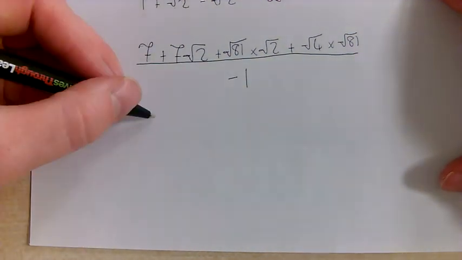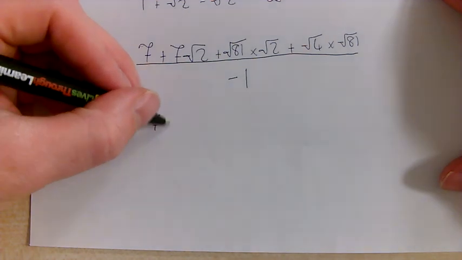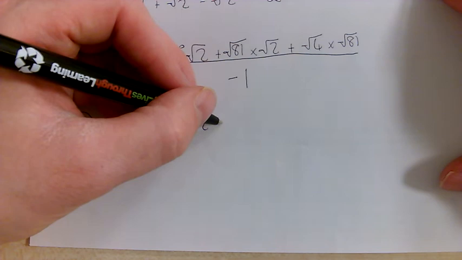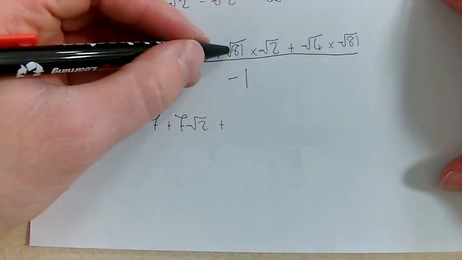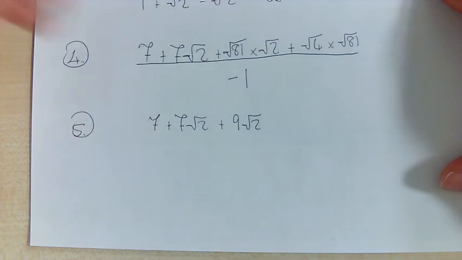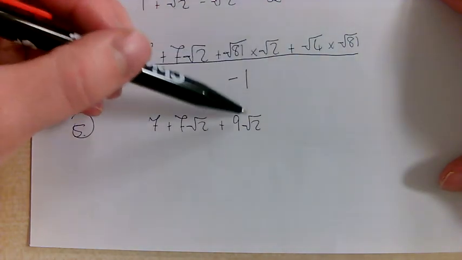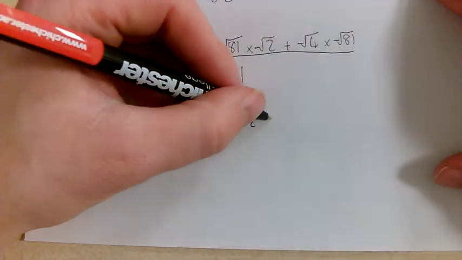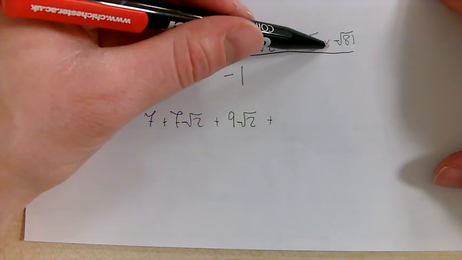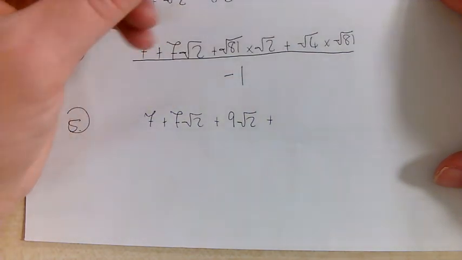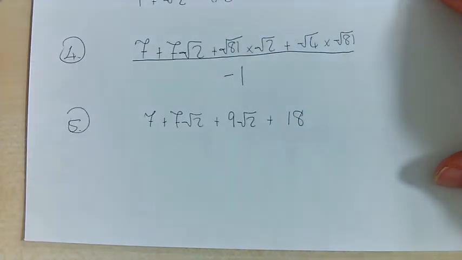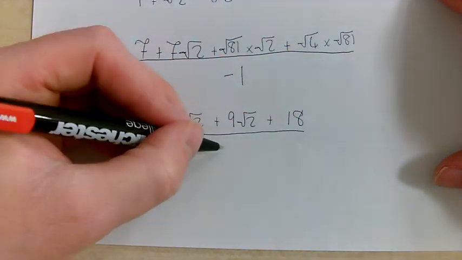So we've got 7 plus 7 root 2 plus root 81 is 9 root 2, because we don't know what root 2 is, so let's just leave it as that, plus root 4, so square root of 4 is 2, multiplied by square root of 81. Square root of 81 is 9, so it's 2 times 9, which is 18. And that is being divided by a minus 1.